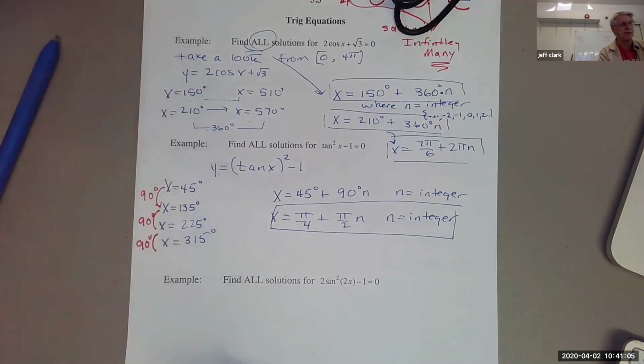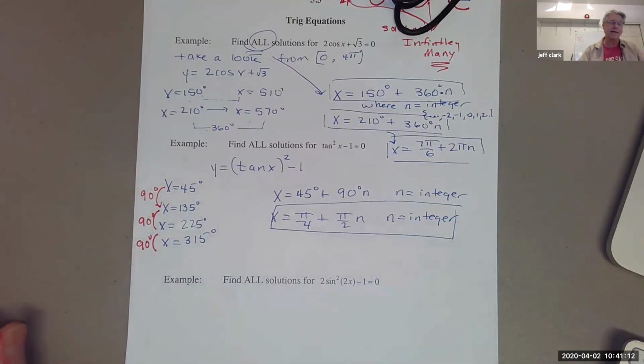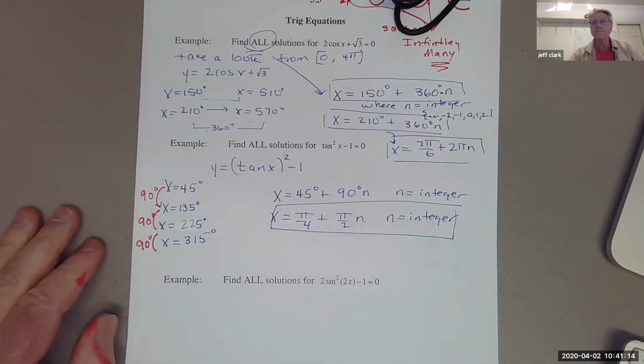Okay, that should give you some help. And take a look at the author's way. Now, the author is going to do it by factoring. I'm doing it by graphing calculator. And I think it's a lot easier. Your choice.